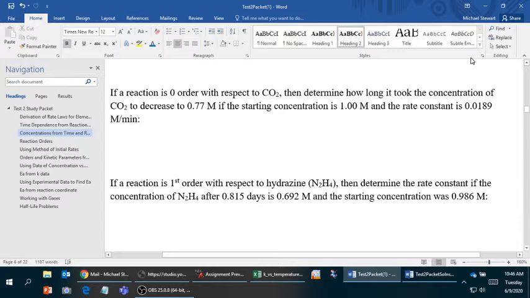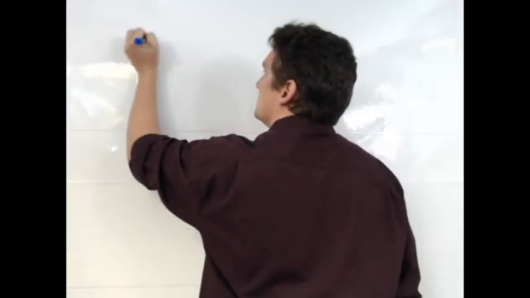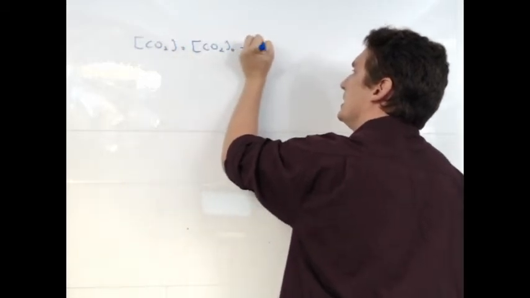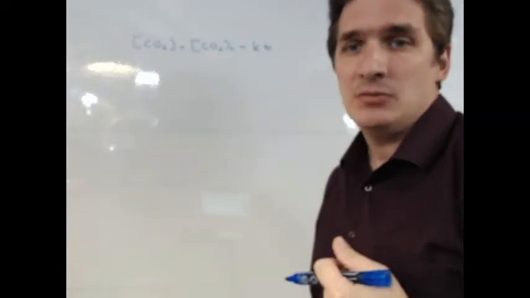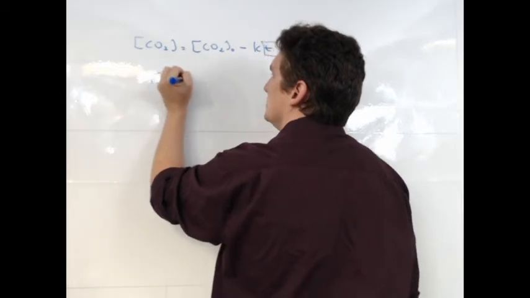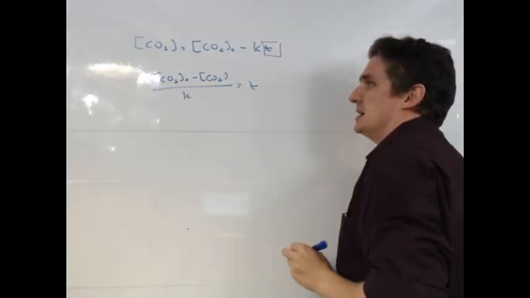So if a reaction is 0 order with respect to CO2, then determine how long it took for the concentration of CO2 to decrease 0.7 molar. The starting concentration is 1, and the rate constant is 0.0189. So again, we're just going to write out our connection between concentration and time. So we get the concentration of CO2 equals the starting concentration of CO2 minus KT. The question asks how long, so we're looking for time here. So we get starting concentration of CO2 minus final concentration of CO2 all over K equals the time.